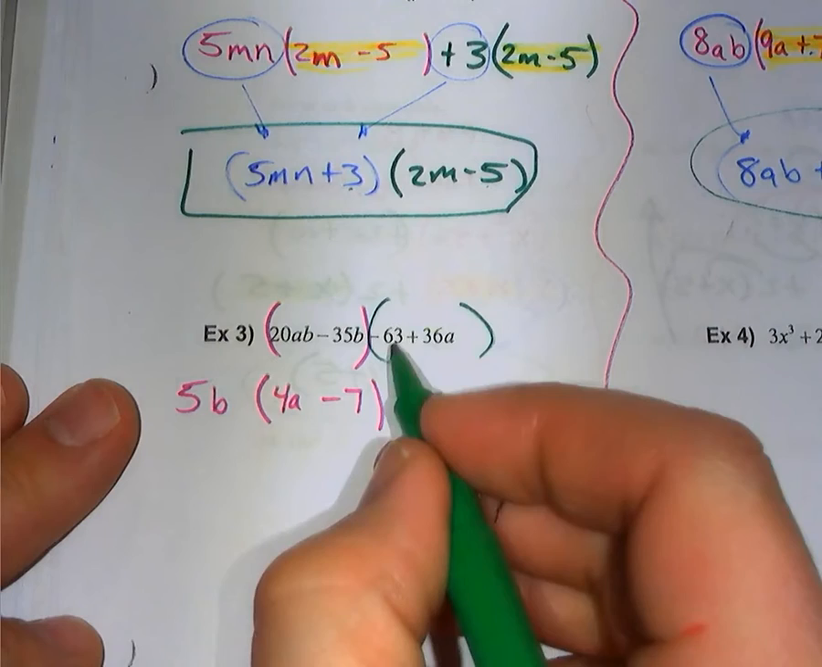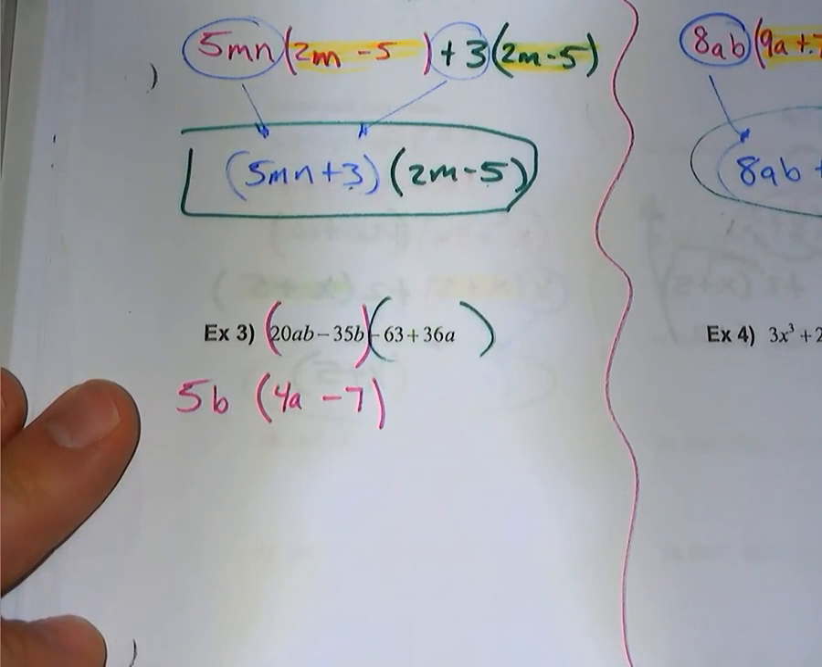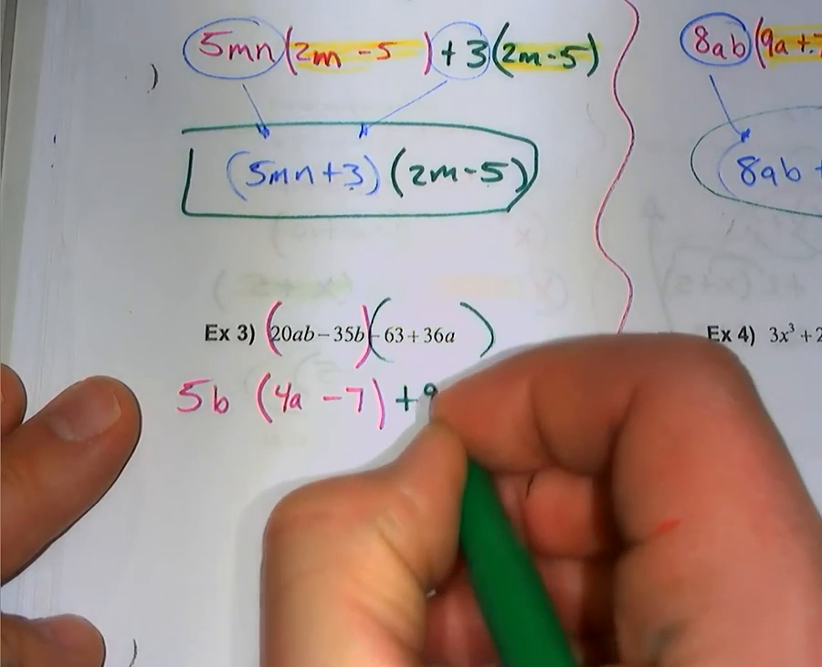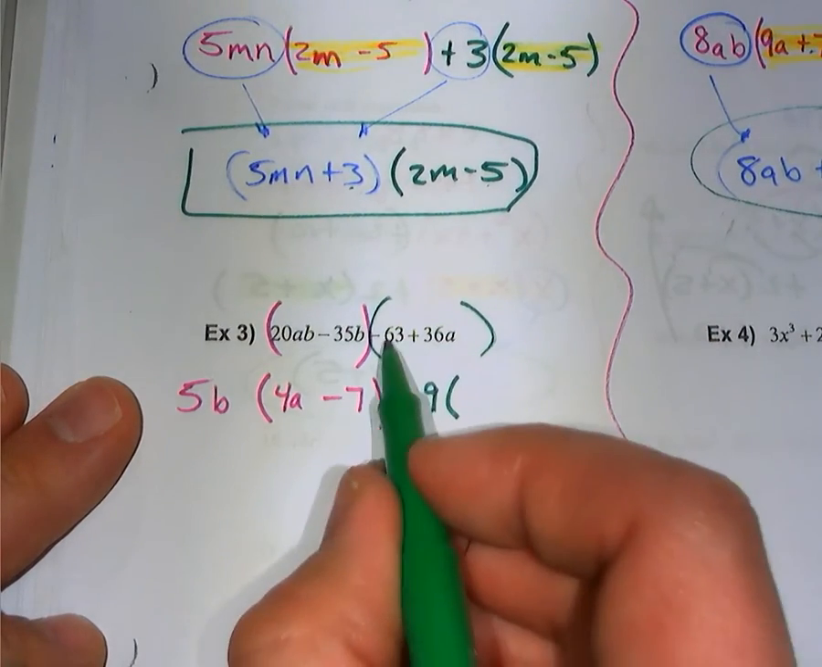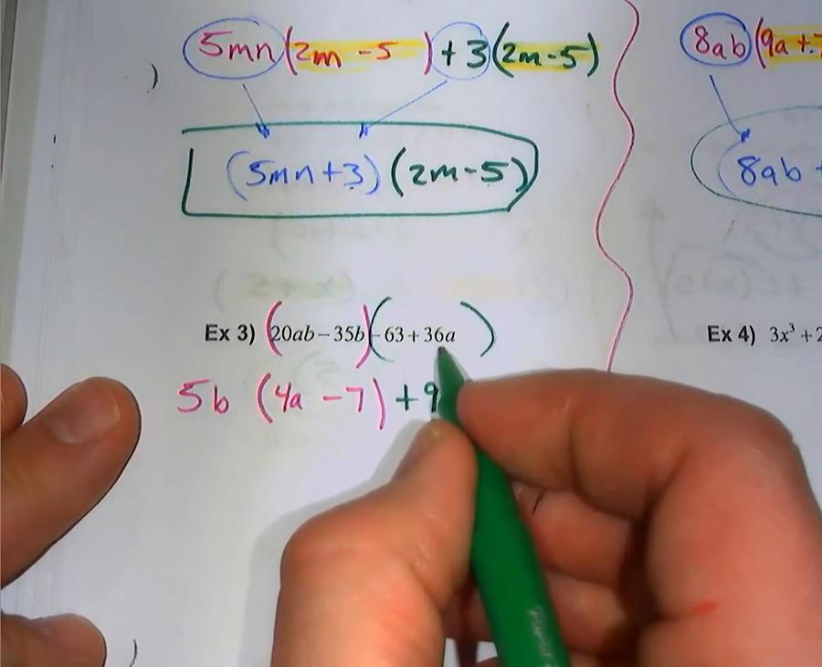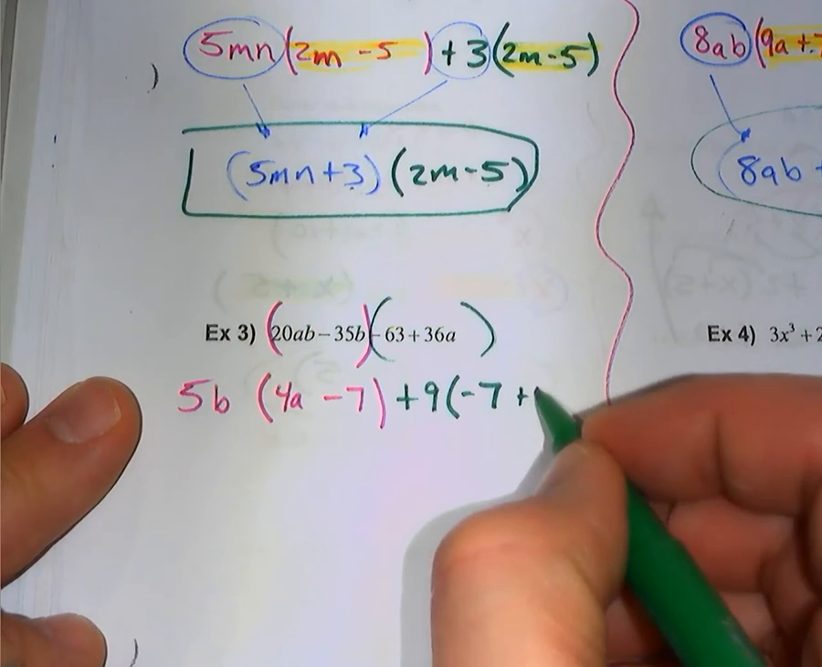All right, I got negative 63 plus 36A. What are they divisible by? What can I take out? I take a 9 out. Take a 9, so plus 9 you say. So that gives me a negative 7. And 36A divided by 9 is positive 4A.